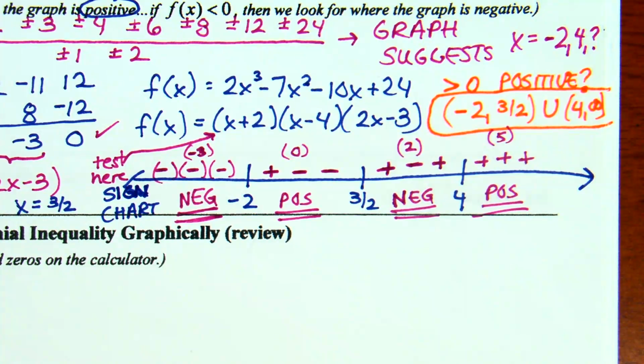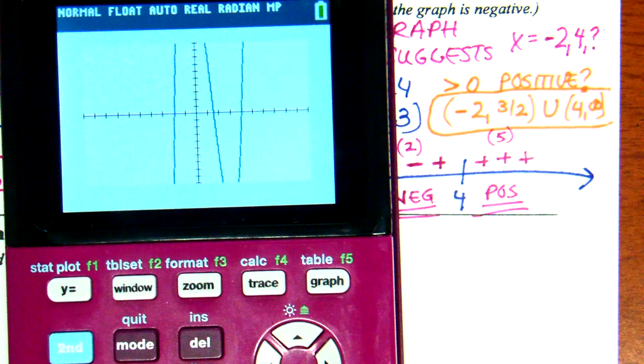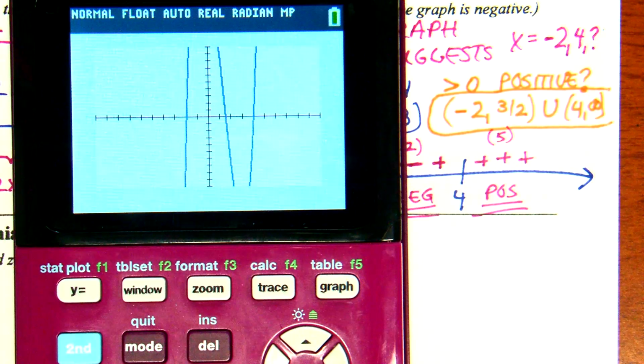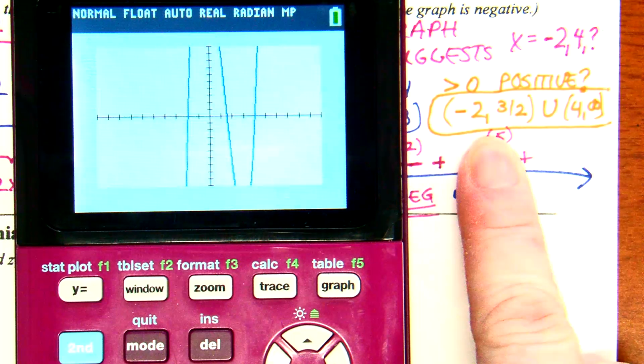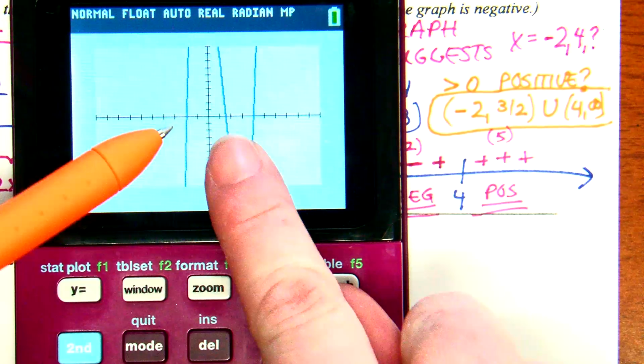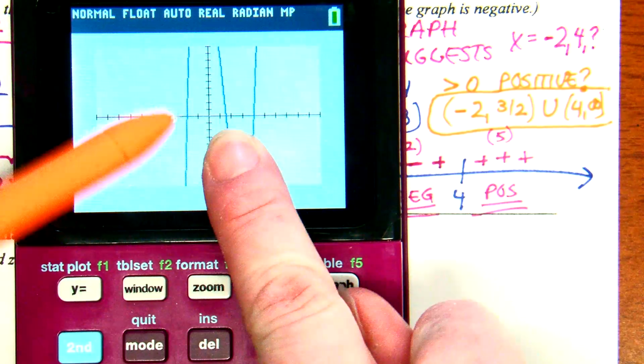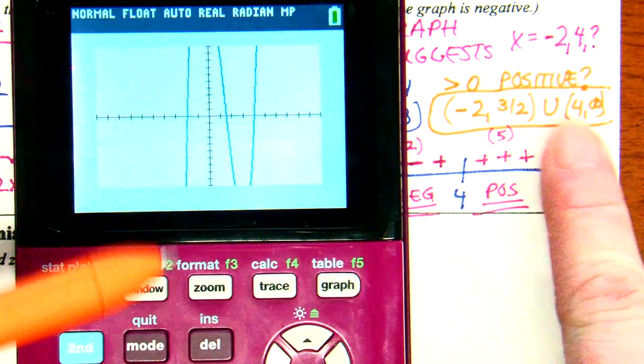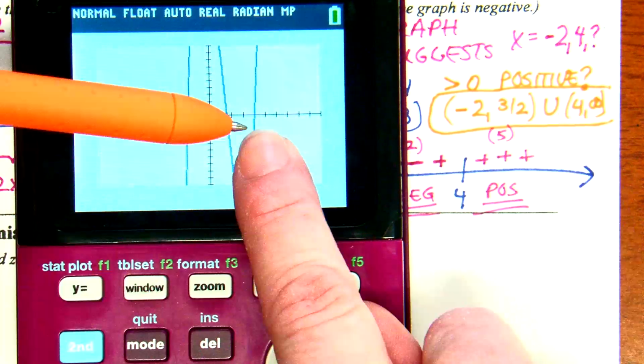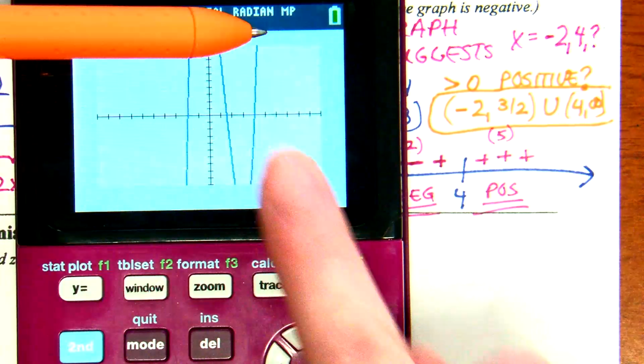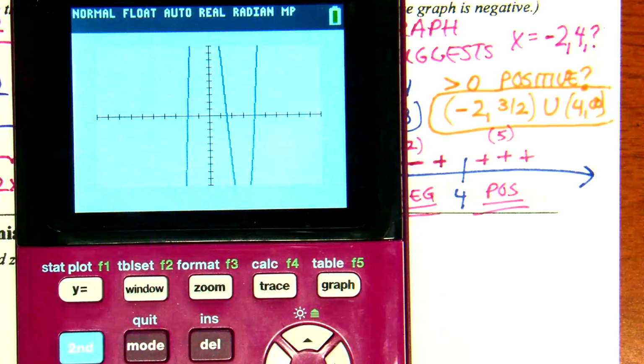Now, let me try and make a connection with the graph. We want to know when this graph is positive, yes? You told me between negative 2 and 3 halves. What do you notice on the graph between negative 2 and 3 halves? It's above the x-axis, which means my graph is positive. You told me 4 to infinity, so 4 to the right. What do you notice after this graph crosses through 4? It's positive. So that's how you relate it to the calculator, to the graph.